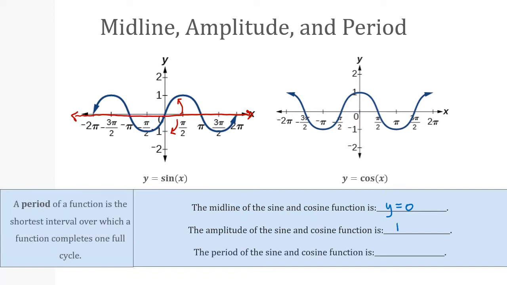And then finally, the period of the sine and cosine function is the shortest interval over which a function completes one full cycle. So for the sine function, we saw that if we start at the origin, we go up, we come down, and we begin that cycle again at 2 pi. For the cosine function, we start at the tallest, (0, 1), and we go down, and then we go up, starting that cycle over at 2 pi. That makes 2 pi the period for the sine and cosine function. Of course, if we're in degrees, then that would be 360 degrees.